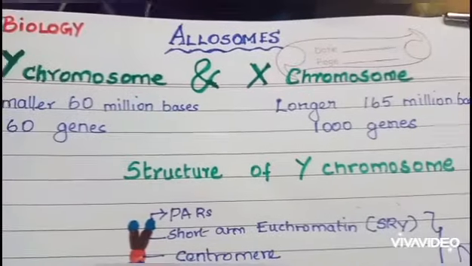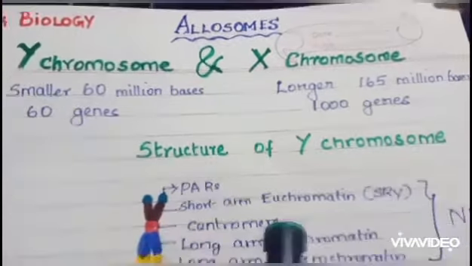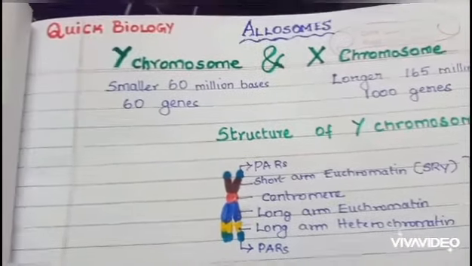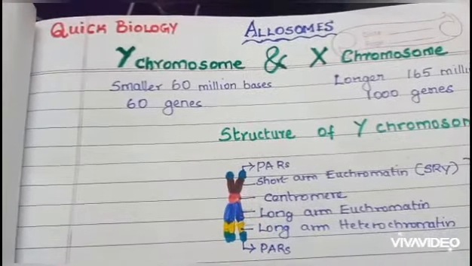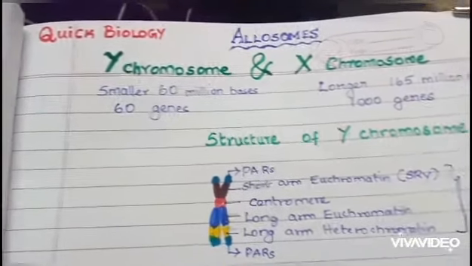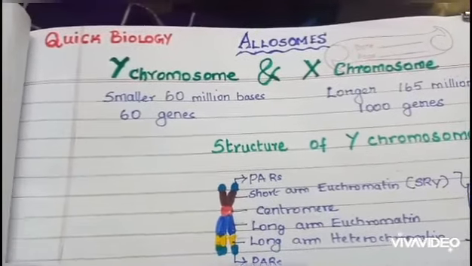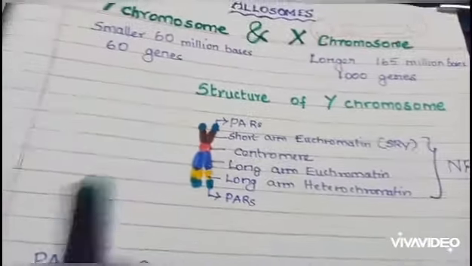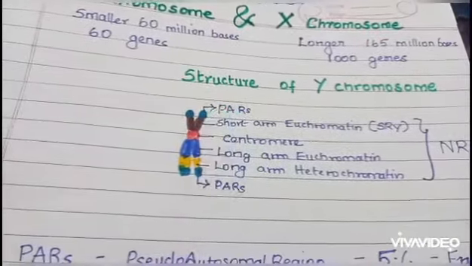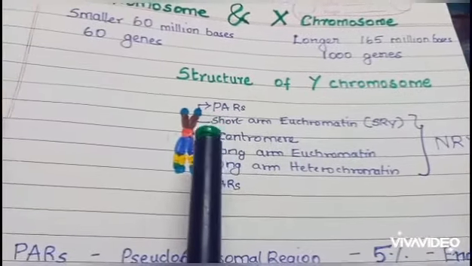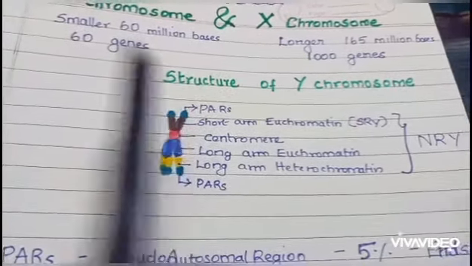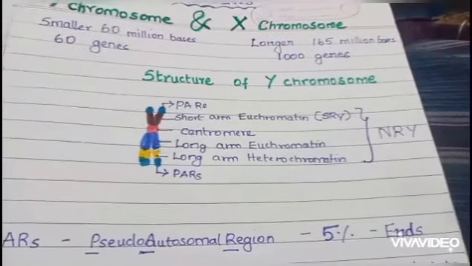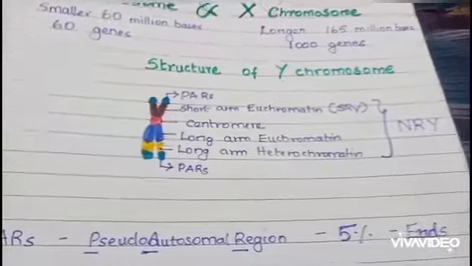In today's session, first we'll see the regions of the Y chromosome, then we'll see what is dosage compensation, which is a striking feature of the X chromosome, and finally we'll see some examples of genes that are present in the X and Y chromosomes. The Y chromosome is divided into the pars region, or the pseudo-autosomal region, located at both the ends of the chromosome. This pars region occupies about 5% of the total Y chromosome.